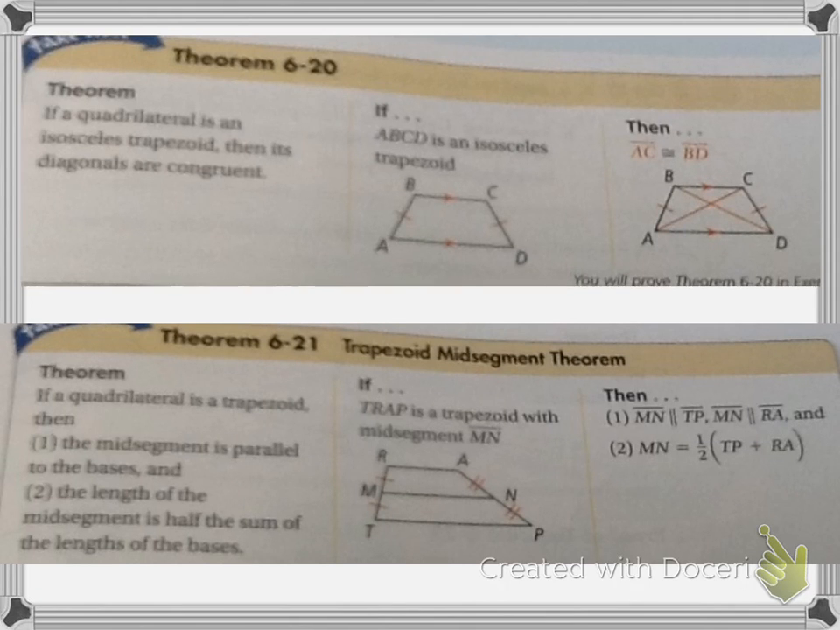Theorem 6.20 talks about if a quadrilateral is an isosceles trapezoid, then its diagonals are congruent. So again, we had base angles congruent, now we've got diagonals. AC is congruent to BD. And also, if a quadrilateral is a trapezoid, then the midsegment is parallel to the bases, and two, the length of the midsegment is half the sum of the lengths of the bases. So in a triangle, the midsegment was half the base. In a trapezoid, the midsegment is 1/2 of the sum. So 1/2 of TP plus RA. And that's going to become important as we go on here.